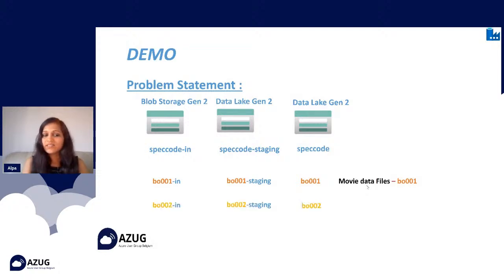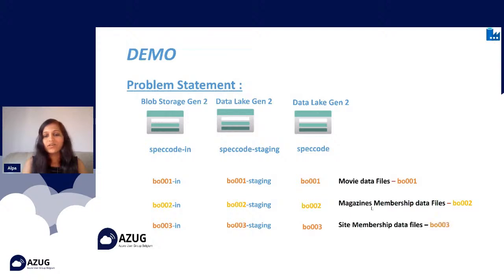They have another business outcome which follows the same naming standard, just with a different business outcome number, and they have files related to magazine membership data. And they have a third one, also membership data related. So even in future, if they have more than three business outcomes, the pipeline should work based on a spec code. That is the basic requirement.